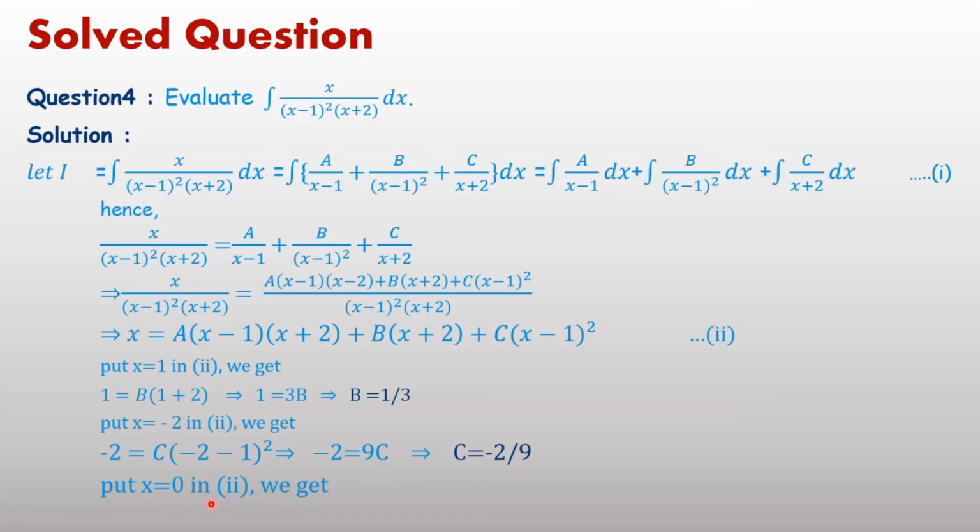In place of x, write down 0. So let's say 0 equal to a into minus 1 into 2, plus 2b plus c. Already value of b and c calculated here. Value of 2b is 2 into 1 by 3, plus c means minus 2 upon 9, and therefore the first term is minus 2a. Transfer to left side, means 2a. 2a equal to 2 upon 3 minus 2 upon 9, equal to 6 upon 9 minus 2 upon 9, which is equal to 4 upon 9.